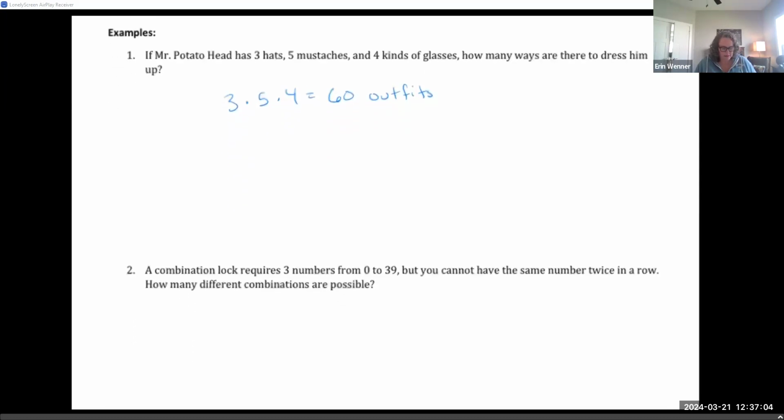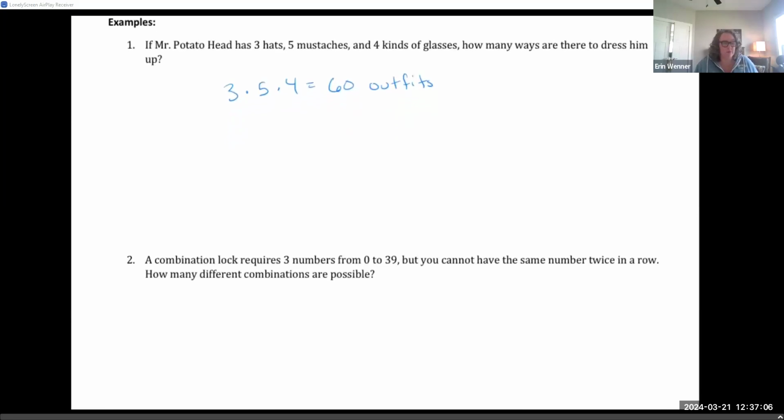Now, they can get more complicated than just dressing Mr. Potato Head. So number 2 says a combination lock requires 3 numbers from 0 to 39, but you cannot have the same number twice in a row. So if we look at the numbers from 0 to 39, there are 40 total numbers there.